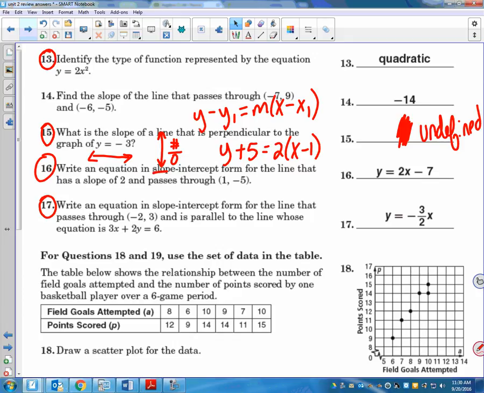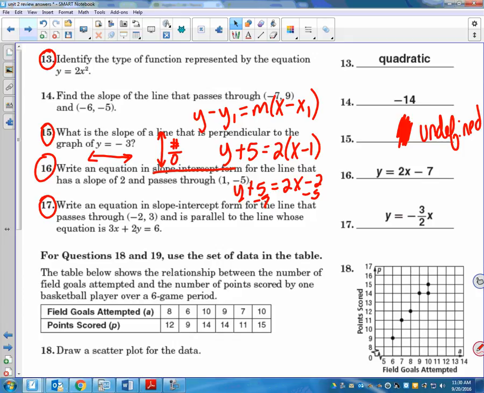It does say to put it in slope-intercept form, so you can't leave it like this. So you distribute 2x minus 2, and then when you subtract that 5 over, that's where they get the answer of 2x minus 7.